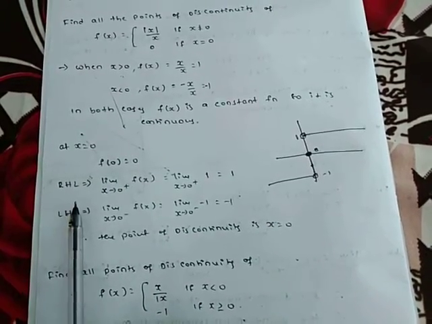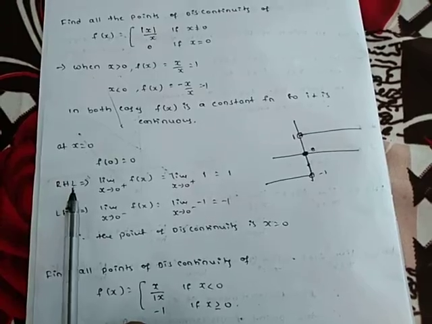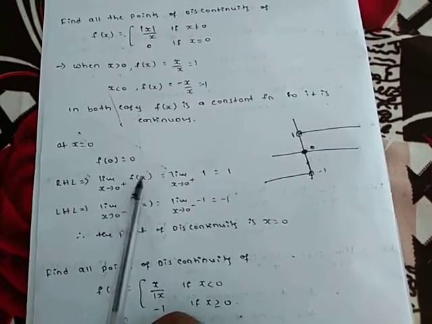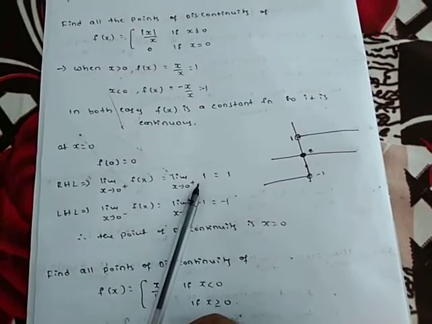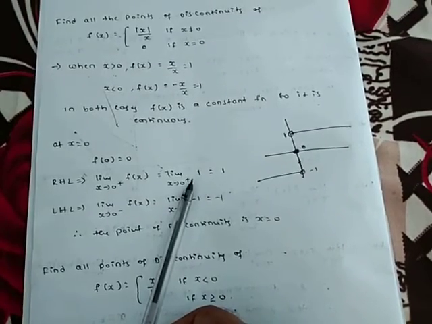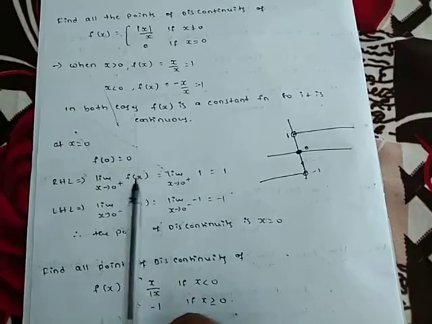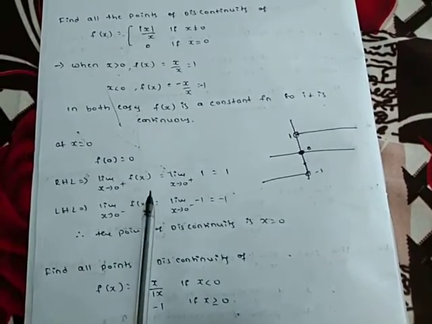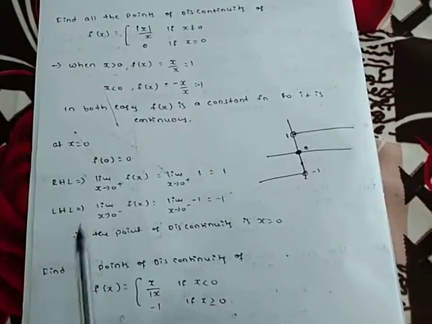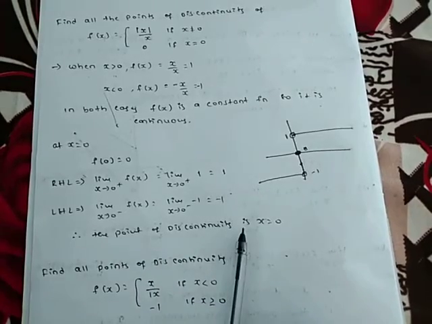So RHL: observe here, limit x tends to 0 plus f of x. Since it is a constant function, there is no need to apply the small quantity, it is nothing but 1. LHL is nothing but minus 1. Because LHL is not equal to RHL, and is also not equal to f of c, therefore it is discontinuous at x equal to 0.